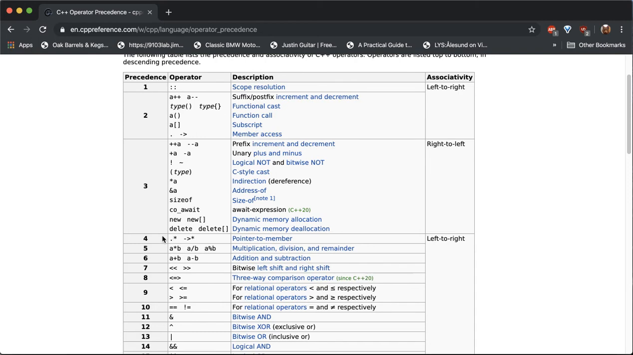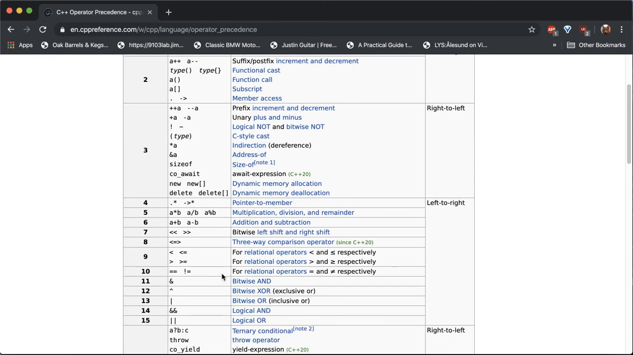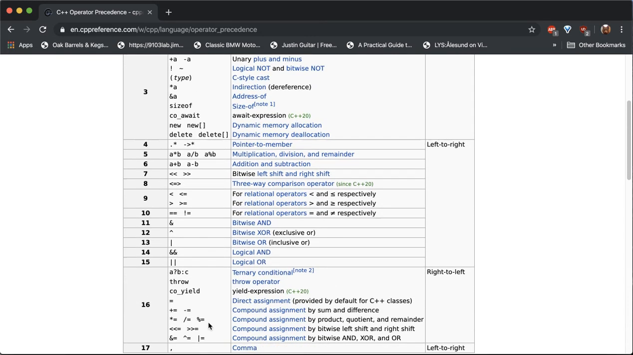If we go all the way down here to 5, you'll see that multiplication, division, and modulus, multiplication, division, and remainder, are left to right order of operation precedence. So if you come across multiplication, division, and modulus, you'll see them happening first. Operation in order number 6 is plus or minus, which is addition and subtraction. There are a whole lot of other operators here that we have.